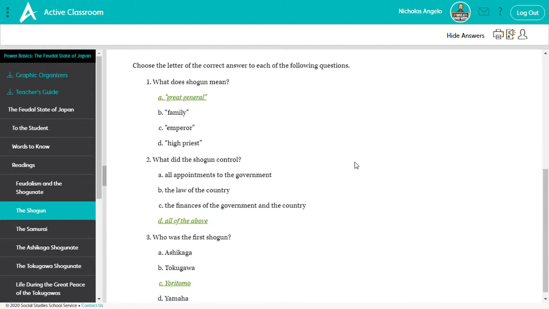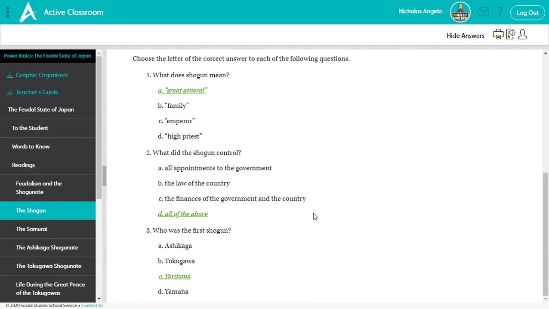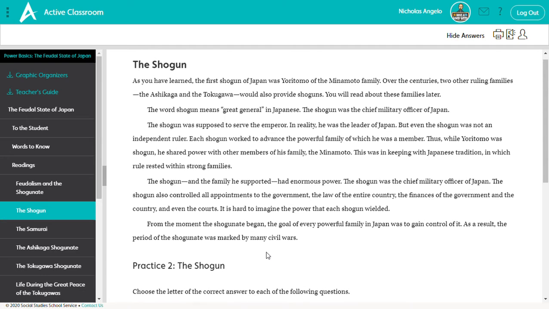Two. What did the shogun control? All appointments to the government, the law of the country, the finances of the government and the country, or all of the above? Correct answer is D, all of the above. Each one of these things was under the control of the shogun, which is showing you here why this person was so powerful. Three. Who was the first shogun? Ashikaga, Tokugawa, Yoritomo, or Yamaha? Best choice is C, Yoritomo. So remember, Minamoto Yoritomo is the very first shogun in Japan.